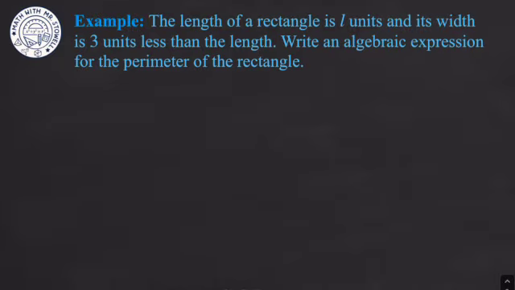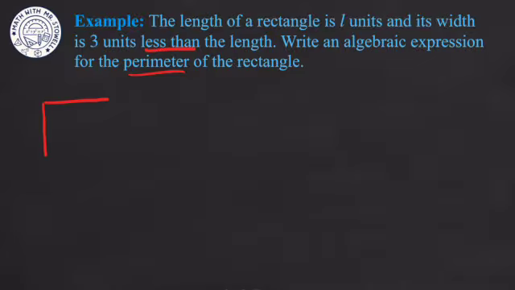Let's look at a few word problems. Application, right? We want application. The length of a rectangle is L units, and its width is 3 units less than the length. Less than was subtraction, right? Write an algebraic expression for the perimeter of the rectangle. We need to remember what the perimeter of a rectangle is.